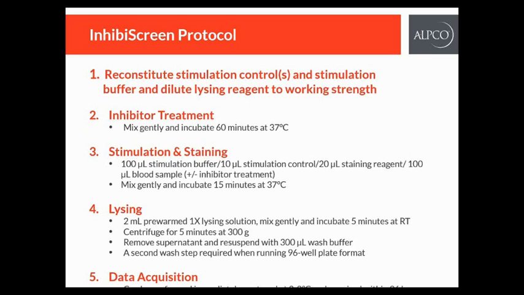Following this pre-treatment with inhibitors, you will be stimulating and staining cells using a ratio of stimulation buffers, control, staining reagent, and blood. And following the addition of those components, you will mix gently and incubate for 15 minutes at 37. Once this stimulation and staining step is completed, you'll add 2 mL of pre-warmed 1X lysing solution. After mixing and incubating at room temperature, you'll centrifuge, remove the supernatant, resuspend, and if you are using a 96 well plate format, you will need to perform a second washing step.